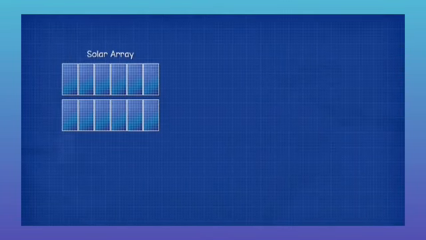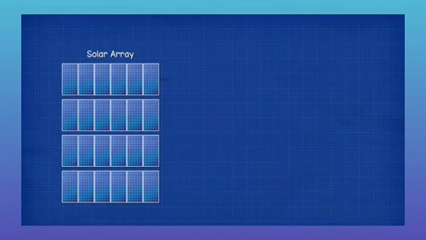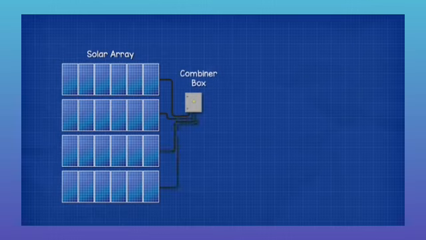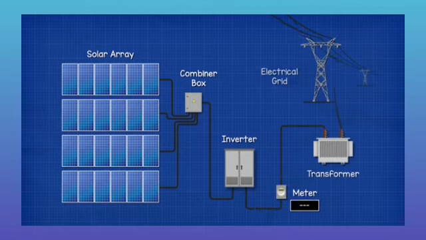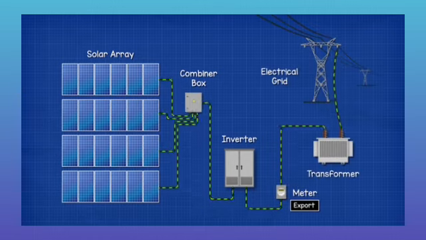Solar farms will have multiple rows of solar panels generating much higher voltages. These will then combine and connect into a large inverter and then feed into a transformer substation. Here the voltage is increased and it is then exported to the grid.